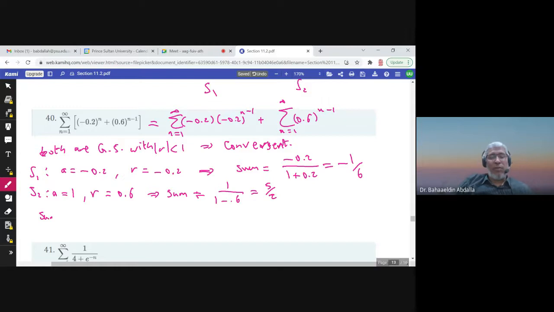So the sum of negative 0.2 to the power n plus 0.6 to the power n minus 1 is negative 1 over 6 plus 5 over 2. So that's the sum of the two series, 7 over 3.